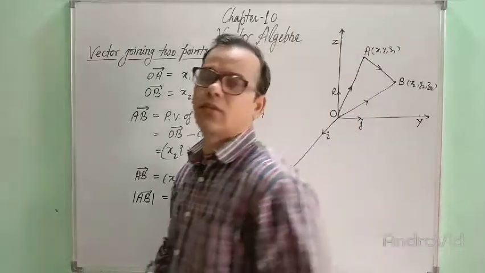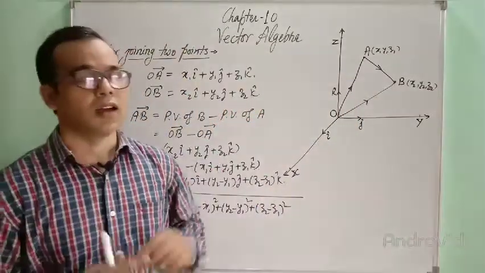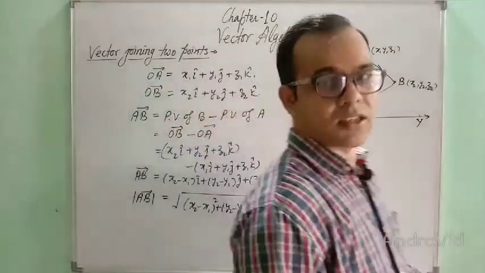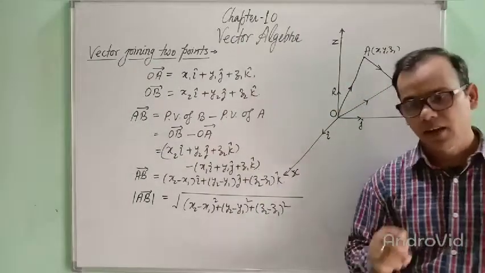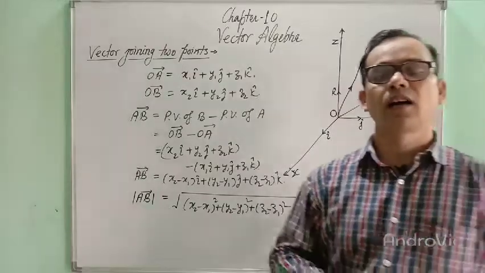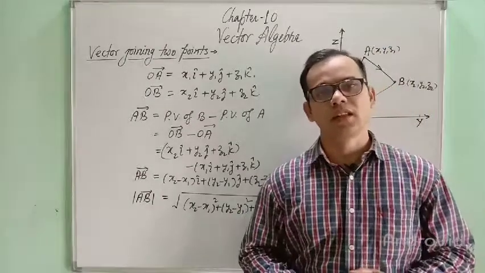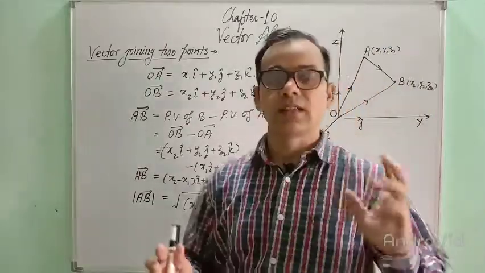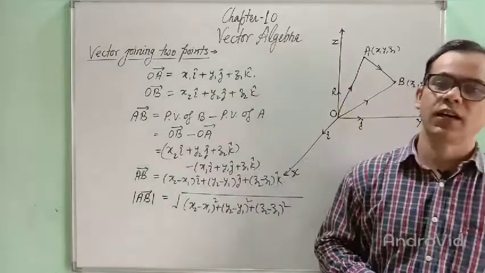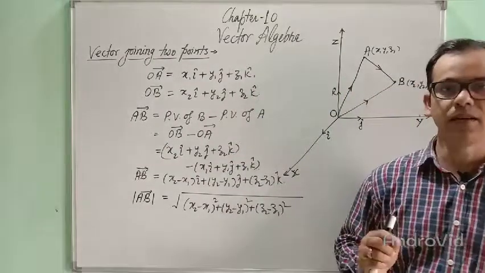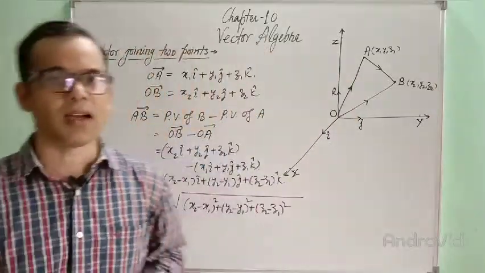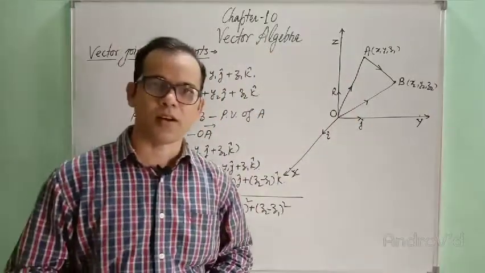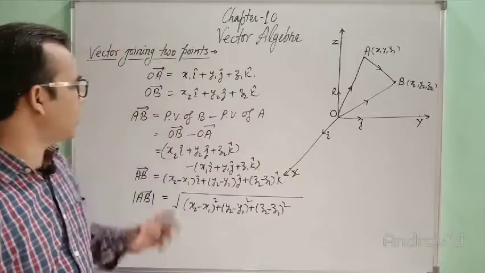In the next video we will discuss the section formula, in which we will discuss the position vector of the point that divides the line joining the 2 points in a given ratio, externally or internally. Means the point divides the given line segment internally or externally, and we have to find the position vector of that point. So we will discuss it in the next video.